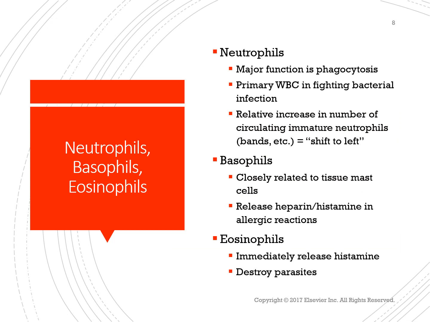Neutrophils, their major function is phagocytosis, and they are the primary white blood cell in fighting bacterial infections. And we will see, if we see a relative increase in the number of circulating immature neutrophils, so that's when we would see bands, then that's when we would have that shift to the left.